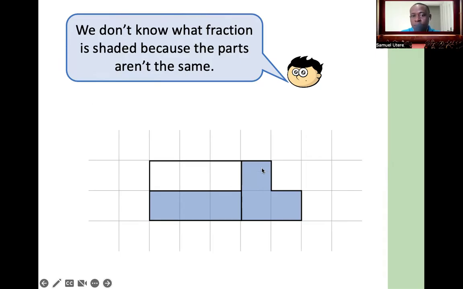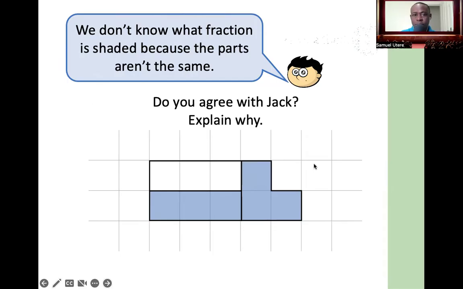So if you look carefully, you'll see that that's 1, that's another 1, and that's 3. Yeah, that's 1, 1, and 1. That's 3 as well. So they are actually of the same area. They have the same area. They are of the same size. So we actually know what fraction is shaded. All right. So we can say, well, we have 2/3 of the shape is shaded.